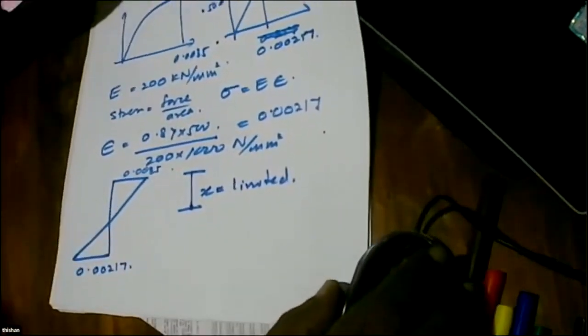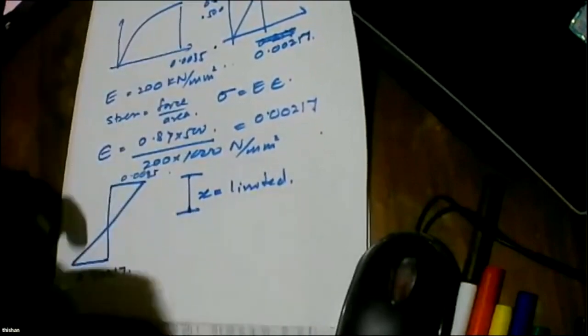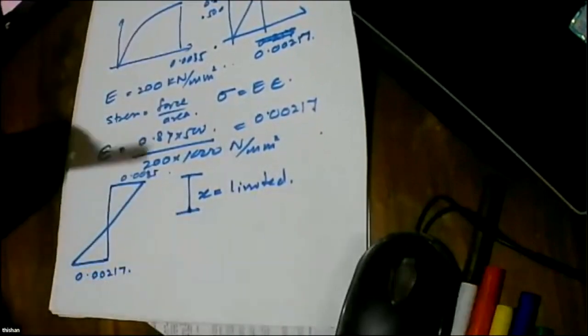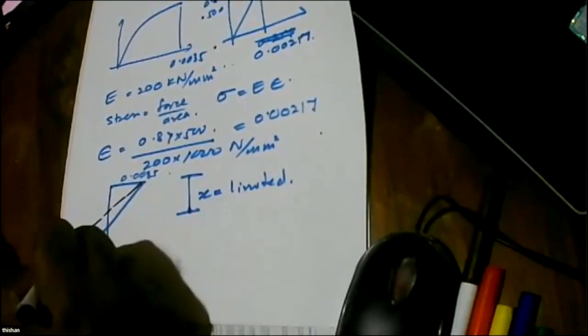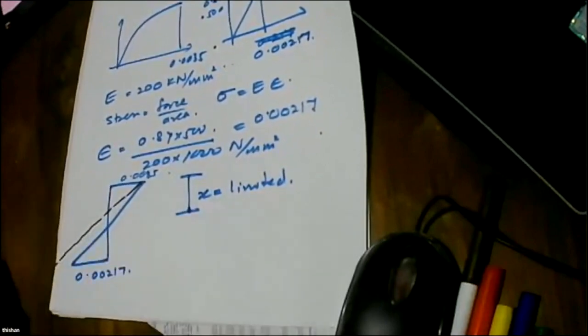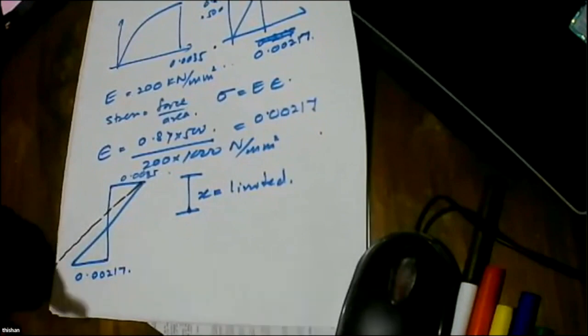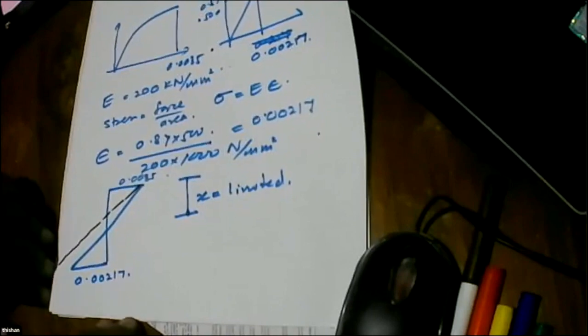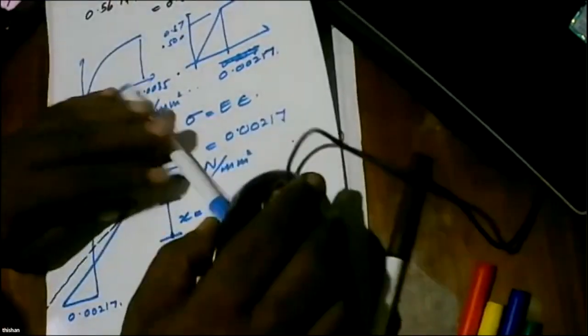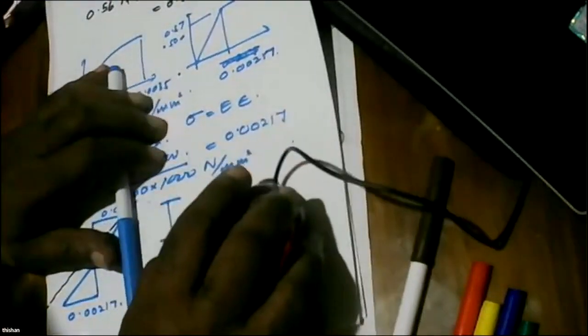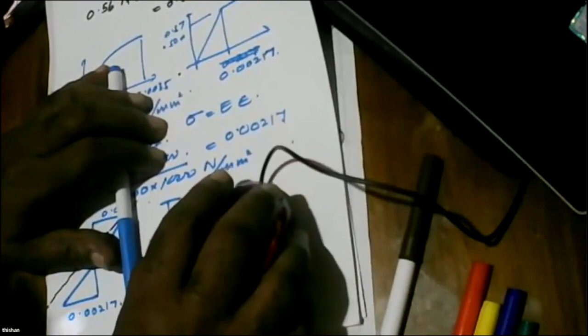Right? So if x is limited, what happens? It goes like this. We get plenty of strain in the steel. Steel yields, deflection increases, cracks appear, and we get a warning. So it's a must. We must get a warning. Because of that reason, there's an upper limit on the strain.